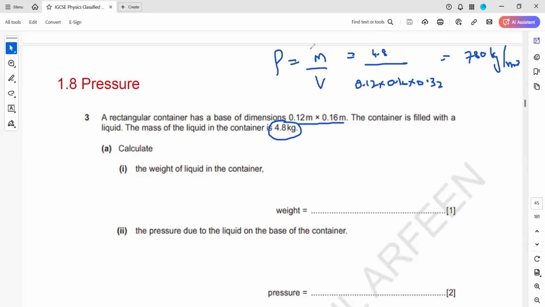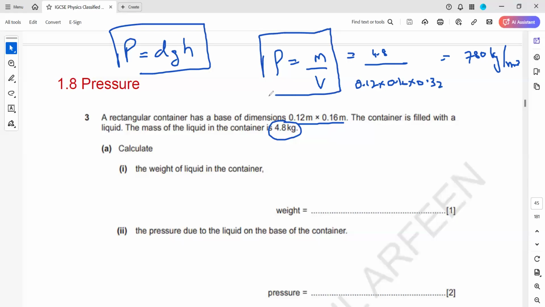So either use the formula density is mass over volume, the total mass of the liquid over the total volume, and you get the density. Or you use pressure, that pressure is density times gravity times depth. You can use the first formula or you can also use that the density is mass divided by volume.